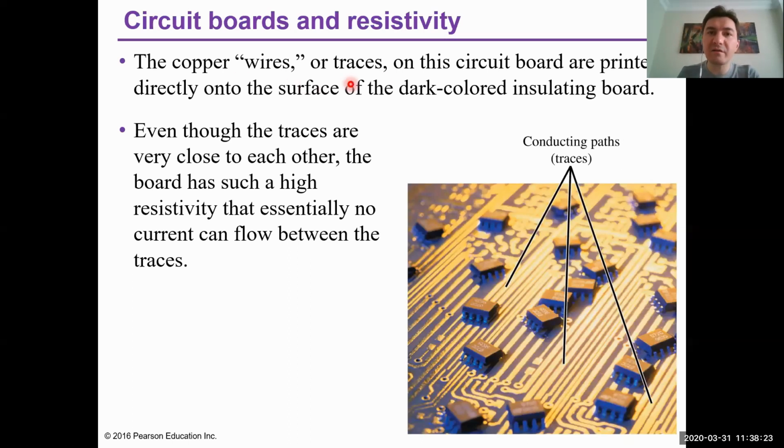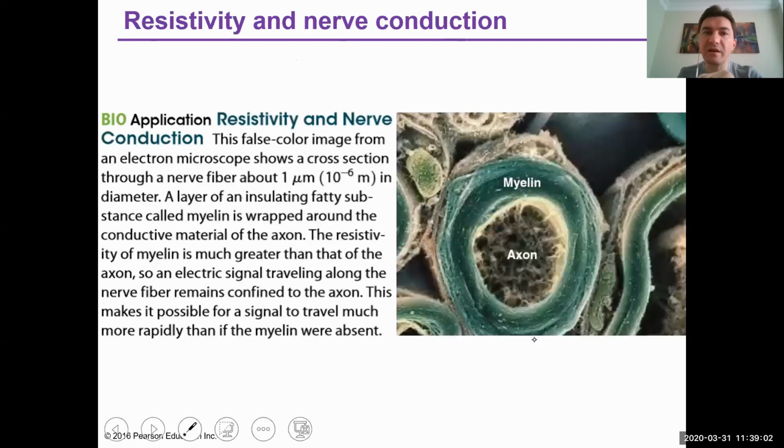So the copper wires on this circuit board are printed directly onto the surface of a dark colored insulating board. Even though the traces are very close to each other, the board has such a high resistivity that essentially no current can flow between the traces. So without using insulating PCB, insulating material, you cannot produce integrated circuit boards. So these are the lines, and there is no electrical connection between the lines due to the good insulating property of the substrate, we can say.